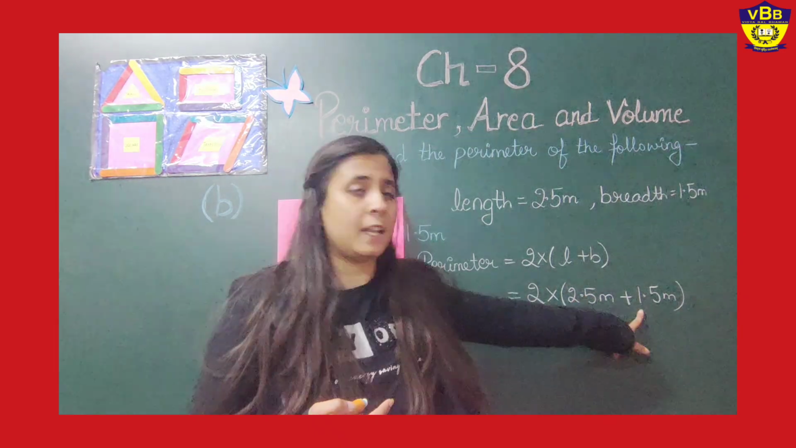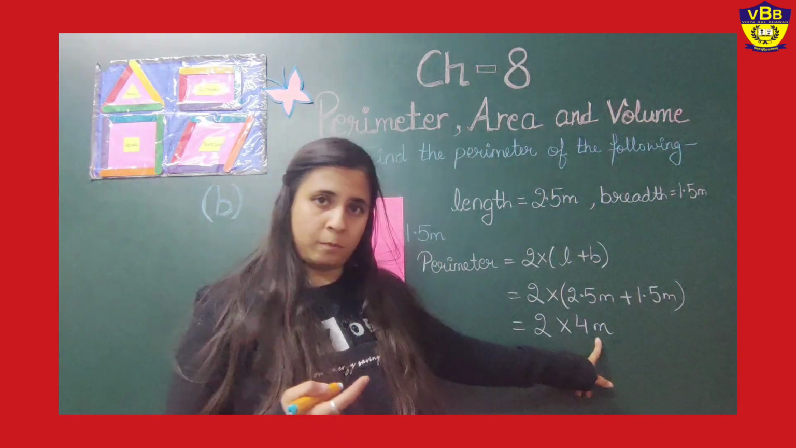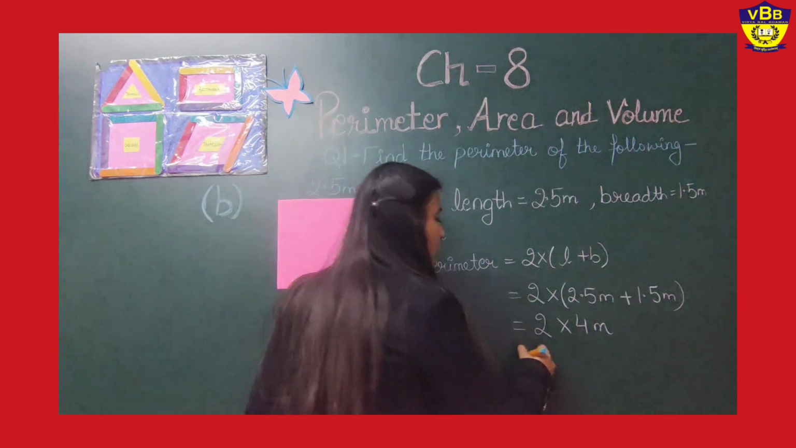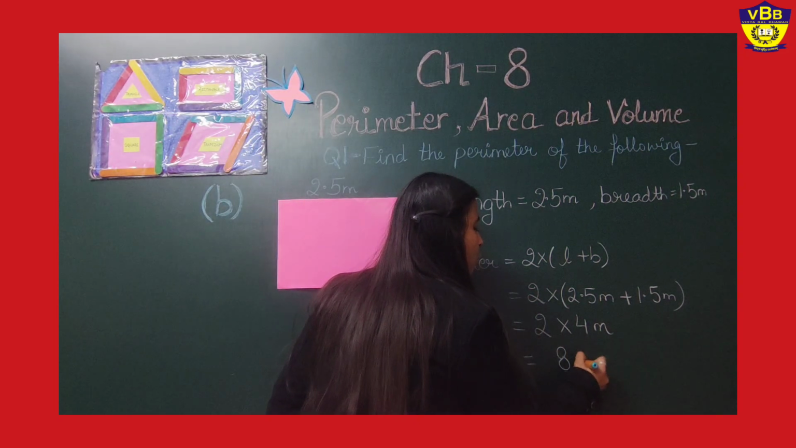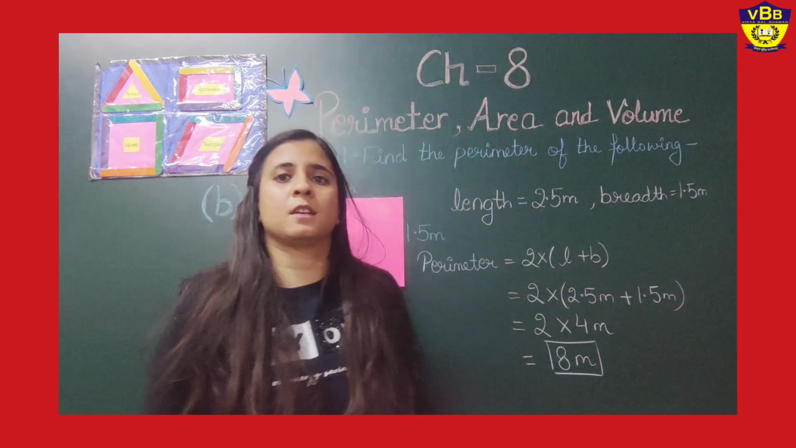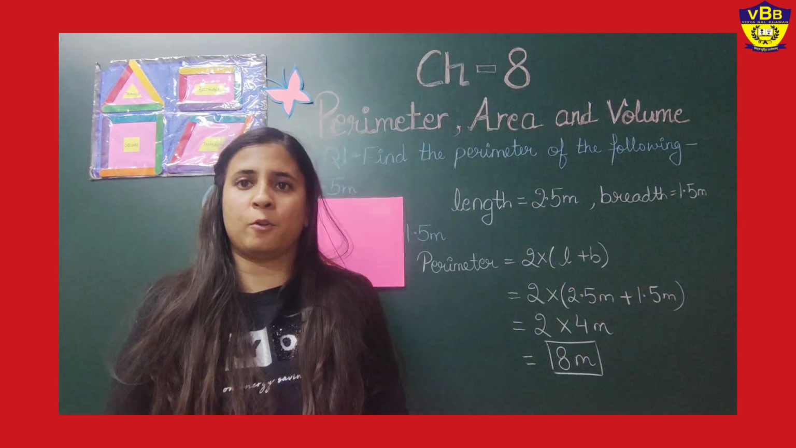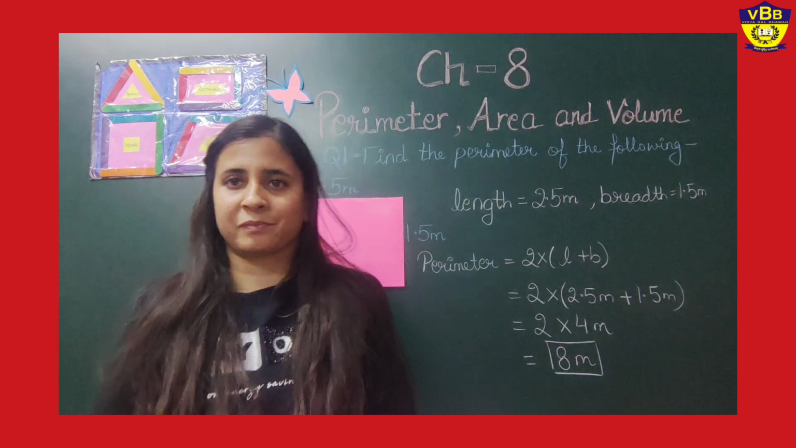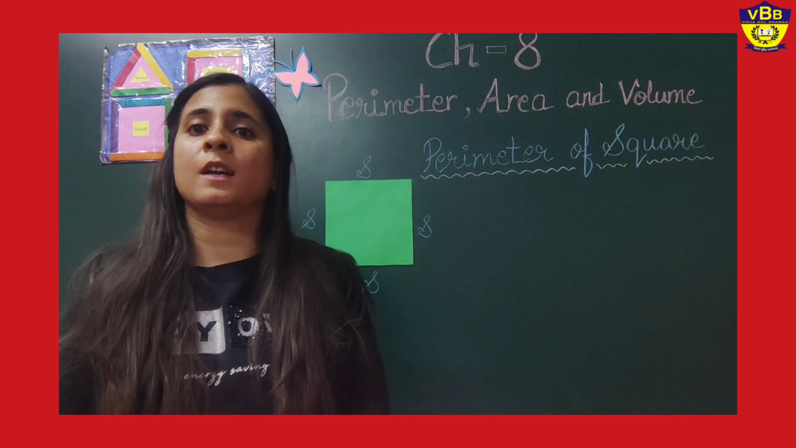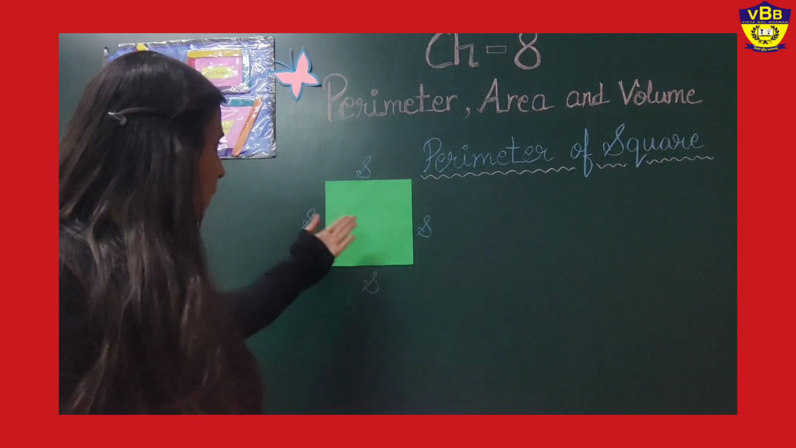So the sum of length and breadth has come to 4 meter. Multiply this 4 meter with 2. 2 4s are 8. So the perimeter of the rectangle is 8 meter. I hope you all have understood this. Let's see how we can find the perimeter of a square. This is a square.